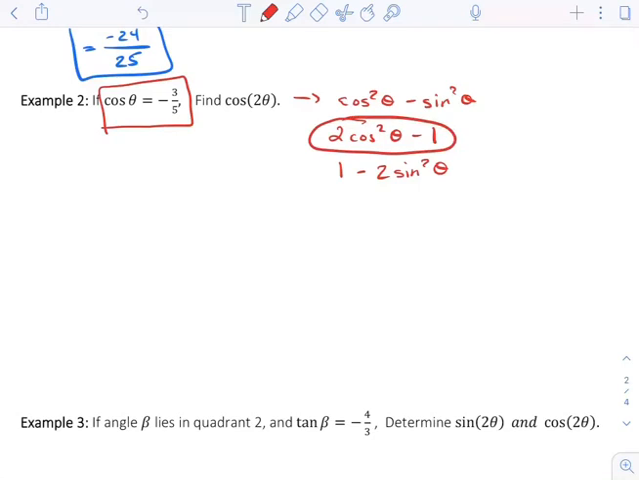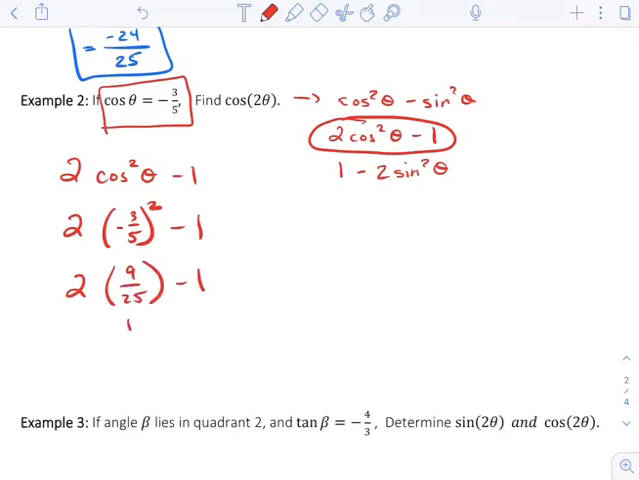So I'm going to plug that in. So we're going to put in 2 cos squared theta minus 1. Well, cos theta is negative 3 over 5, so 2 times negative 3 over 5 squared, minus 1. Negative 3 over 5 squared is 9 over 25, so 18 over 25 minus 25 over 25 gives me negative 7 over 25 for that one.